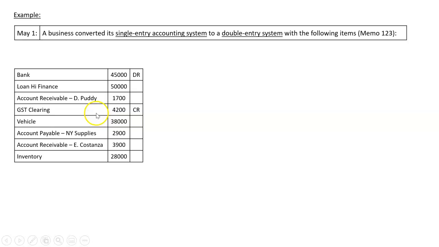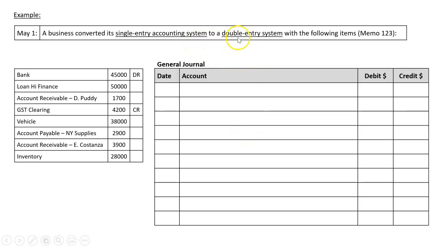Then we've got GST clearing, which can be a liability or an asset. It just depends on the balance. Now, in this case, it's a credit balance, so that's going to be a liability. And the reason why that's important is that we're commencing a double entry system. You don't have to do it in this order, but I'm going to do all the debits first, in other words, all the assets. We're creating ledgers for all these items. So I'm just going to do the debits first and then the credits. You don't have to do that, but that is what I'm going to do.